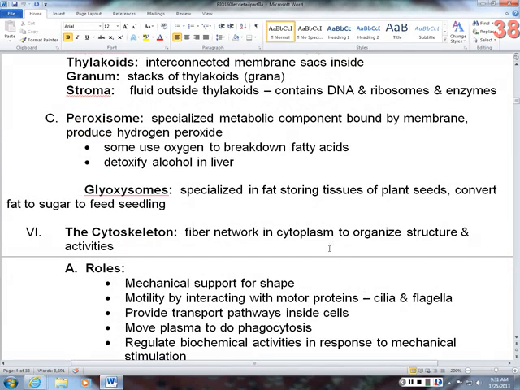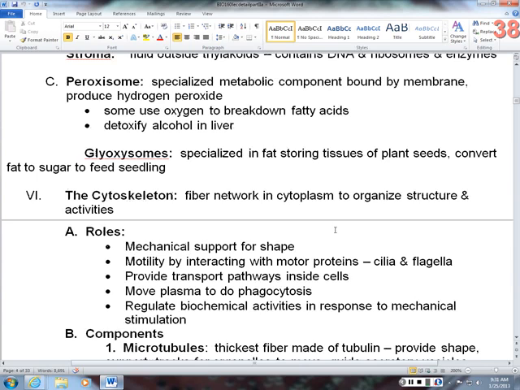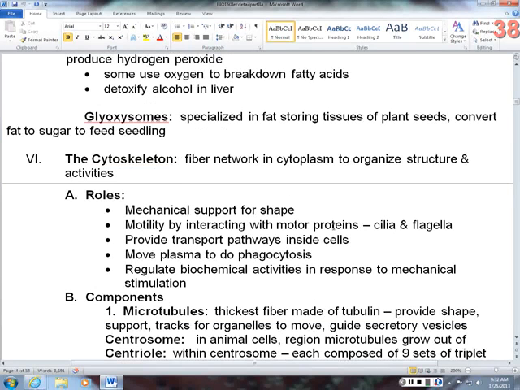So you have a cytoskeleton. This is a fiber network inside the cytoplasm that helps to organize things. It's like a little mini skeletal system inside your cells. It's much more developed in eukaryotic cells than in prokaryotic cells. It provides mechanical support for shape. Some cells are going to be round and look like a blob, but some have a more defined shape, and this helps to give it that. It helps with motility by interacting with the motor proteins, making your cilia and flagella.